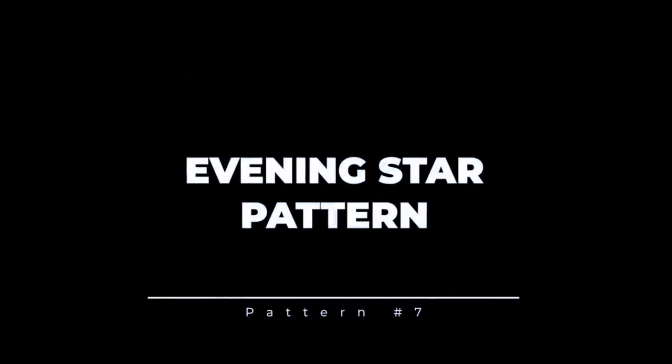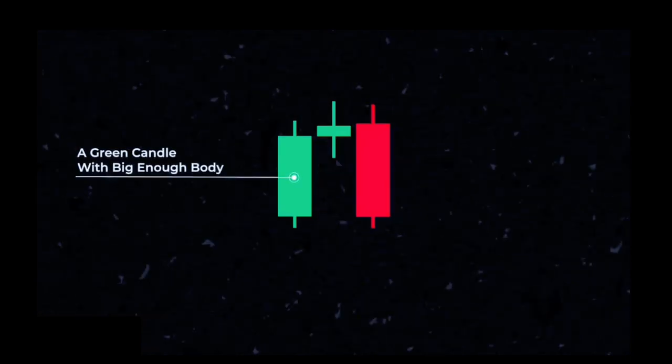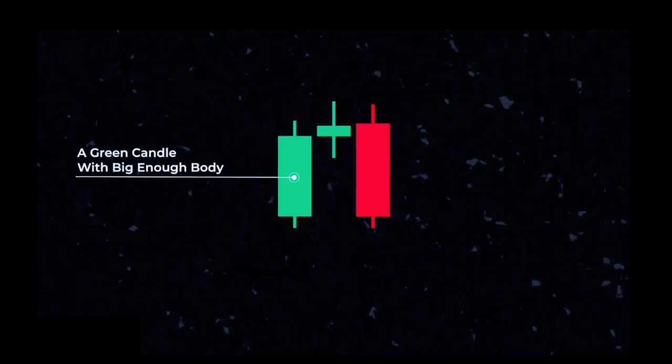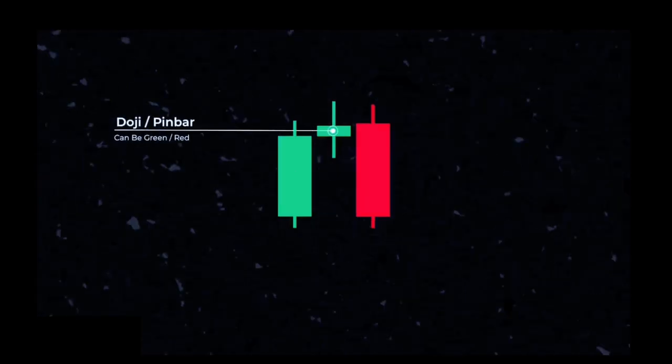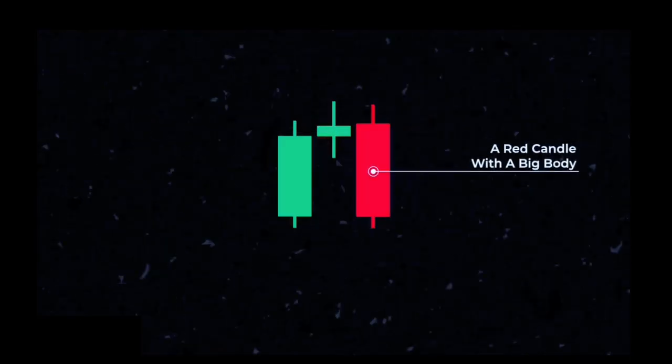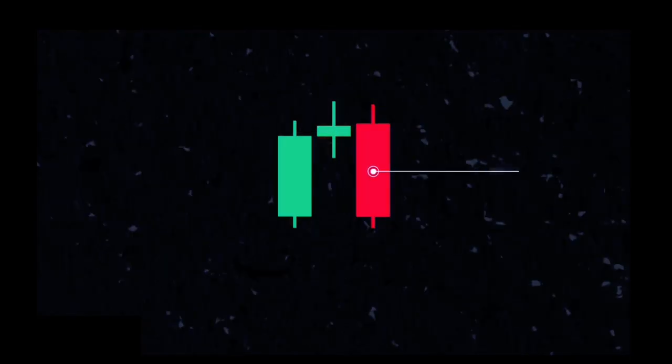Pattern number 7. Evening Star Pattern. The Evening Star Pattern is the complete opposite of the Morning Star Pattern. Here we have a 3-candle pattern where the first candle is a green candle with a considerably big body. Then we have a small doji candle with a very small body. And finally, we have a red candle with a big body.